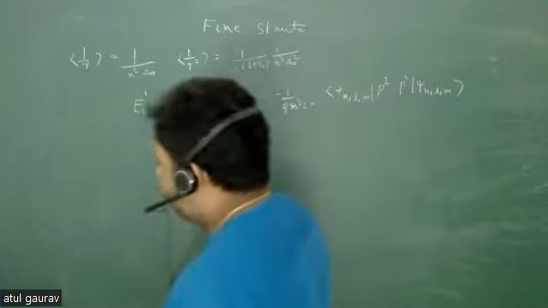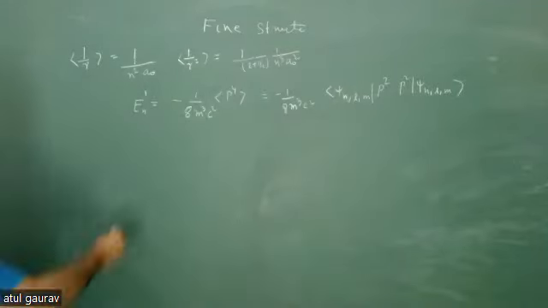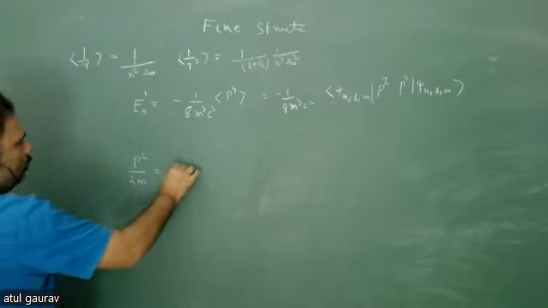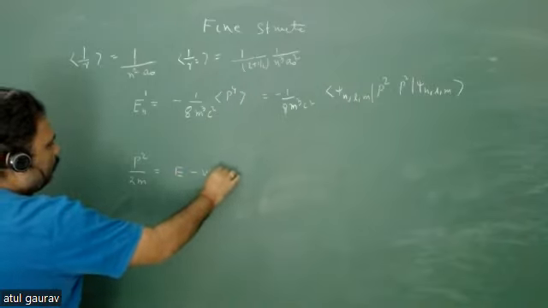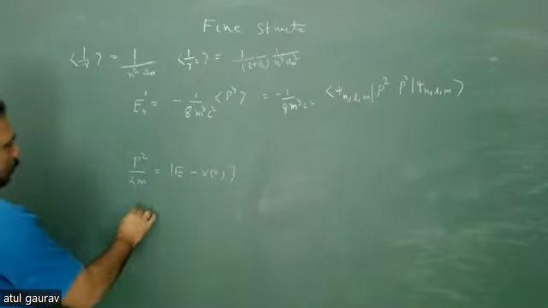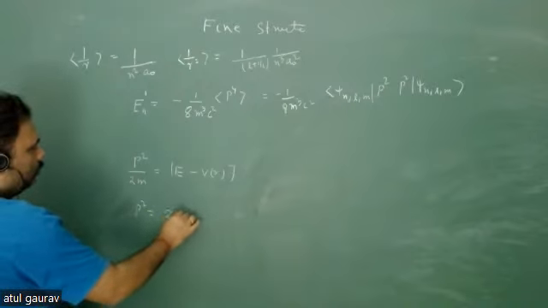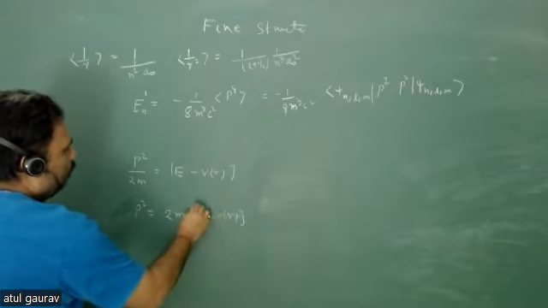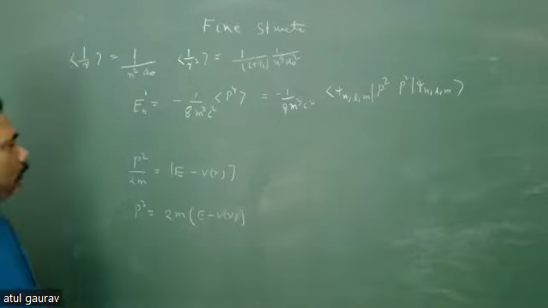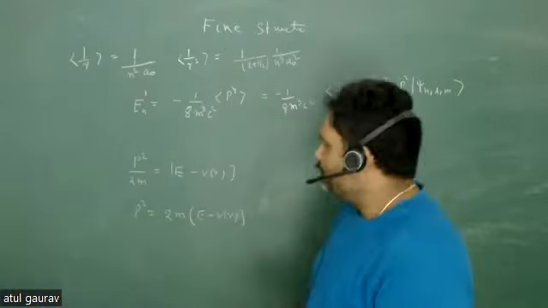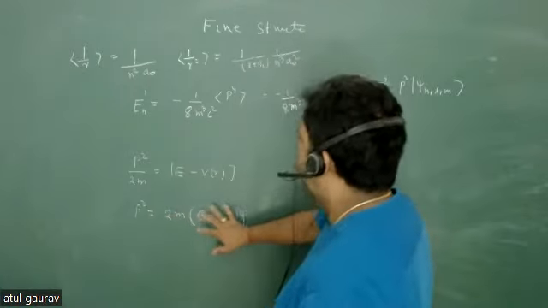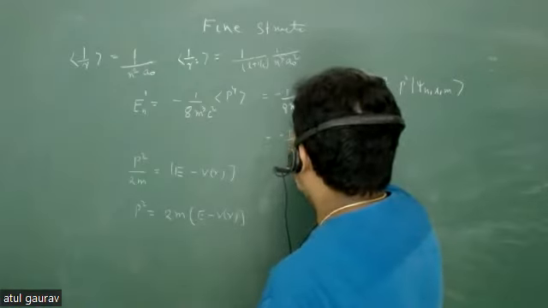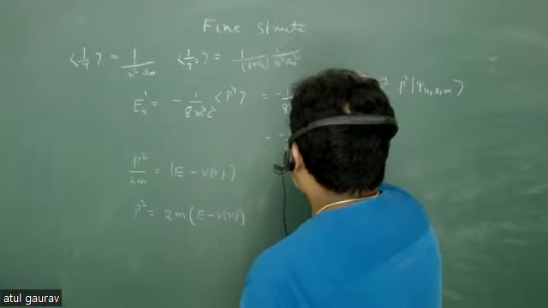Now from classical mechanics we can write p square upon 2m is equal to E minus V r. So p square is equal to 2m times E minus V r, and this is a wonderful trick. What we have done is replaced p square by the radial part, and then everything is radial here. So this value is equal to minus 1 upon 8 m cube c square and here is psi n l m.